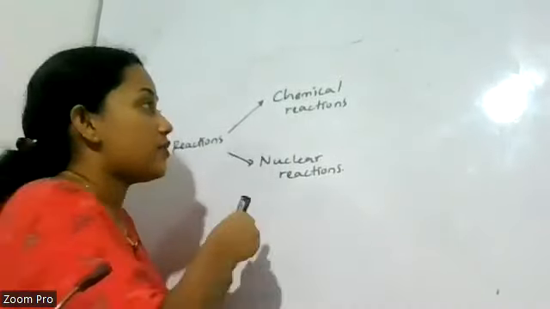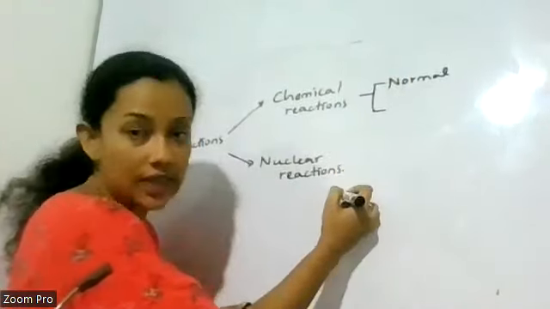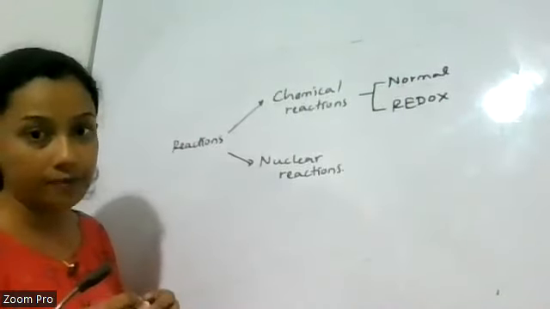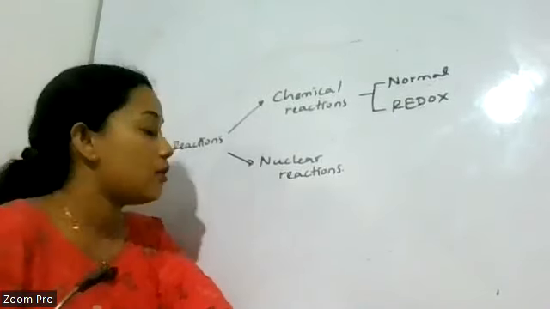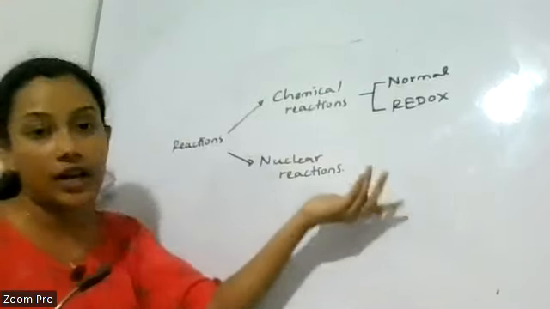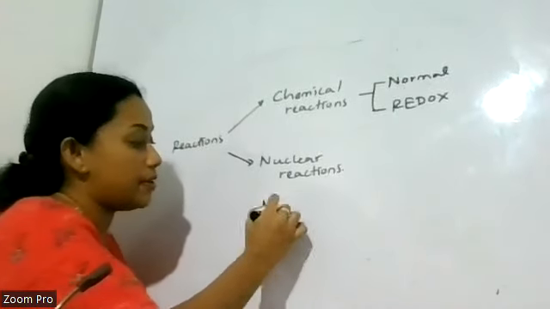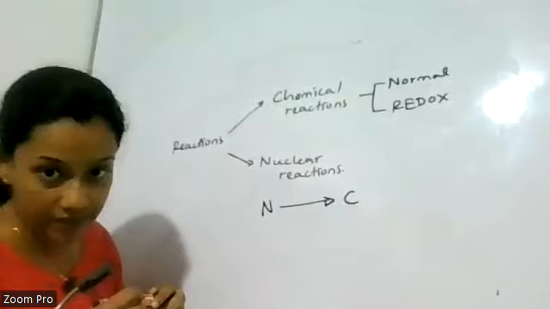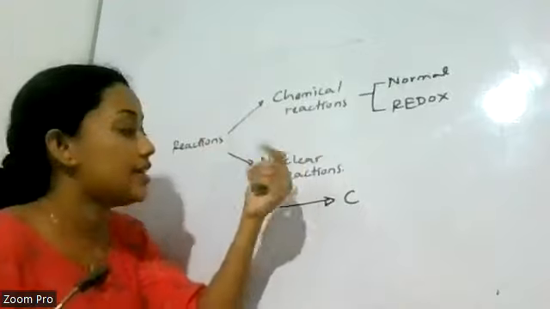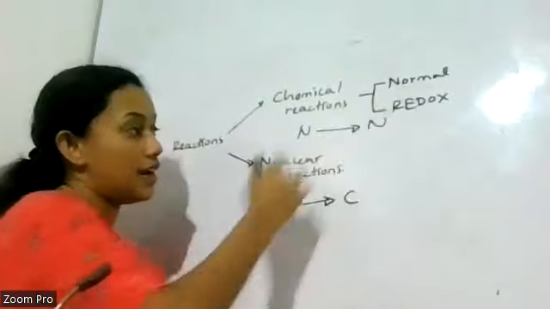Under chemical reactions, we are talking about normal chemical reactions, and we have to learn about redox reactions. Redox reactions and nuclear reactions. What happens in nuclear reactions? One kind of element becomes another kind of element after the reaction, like nitrogen becoming carbon. But in any kind of chemical reaction, we can't see such a thing. That means nitrogen should always be present as nitrogen.